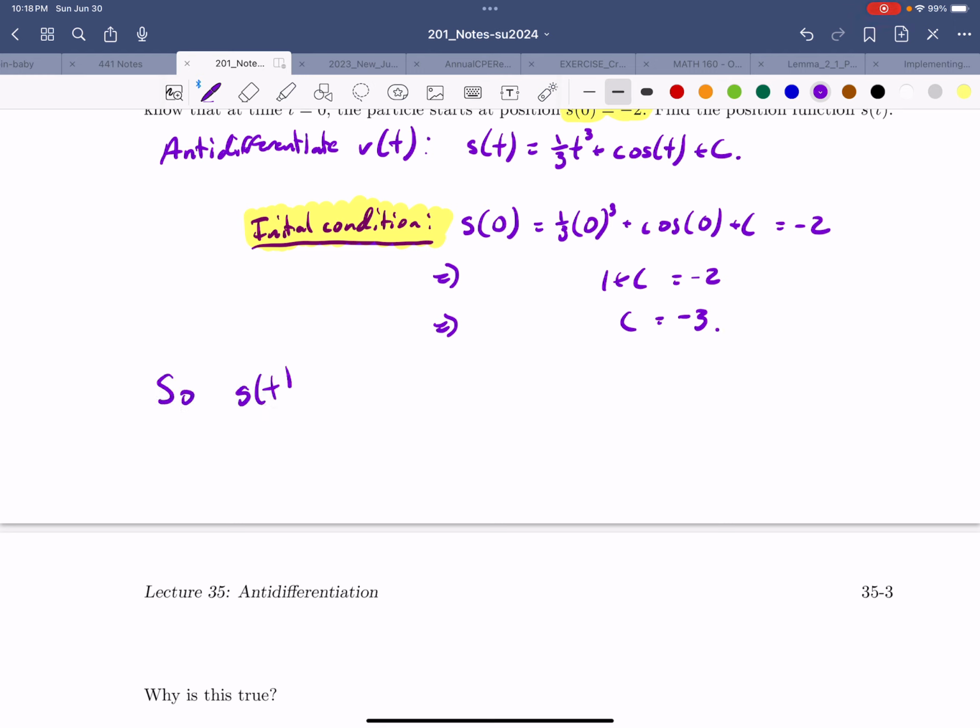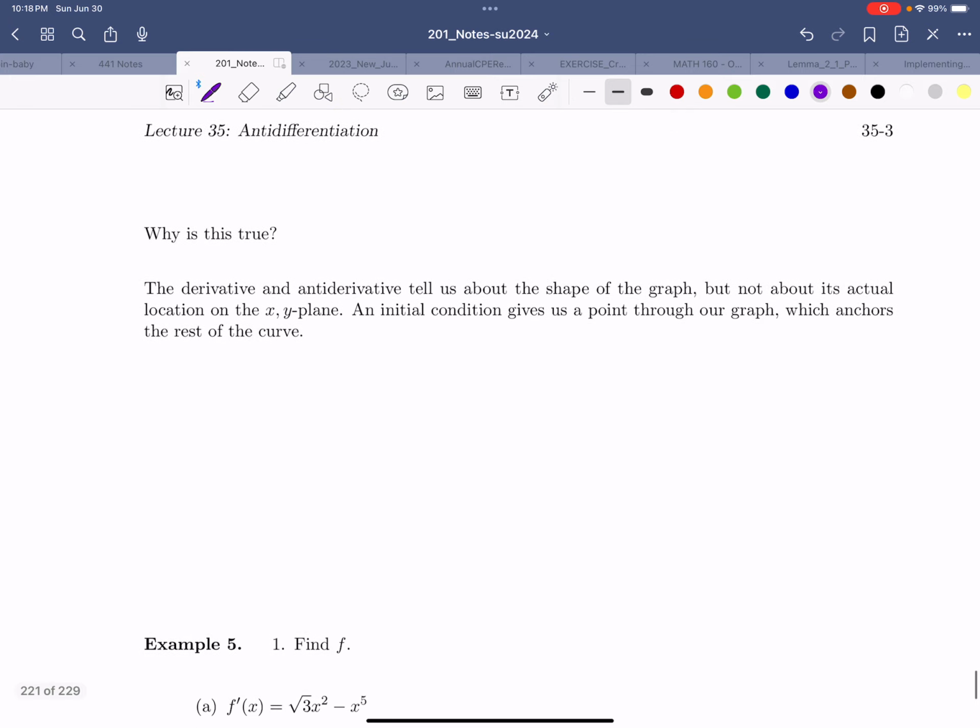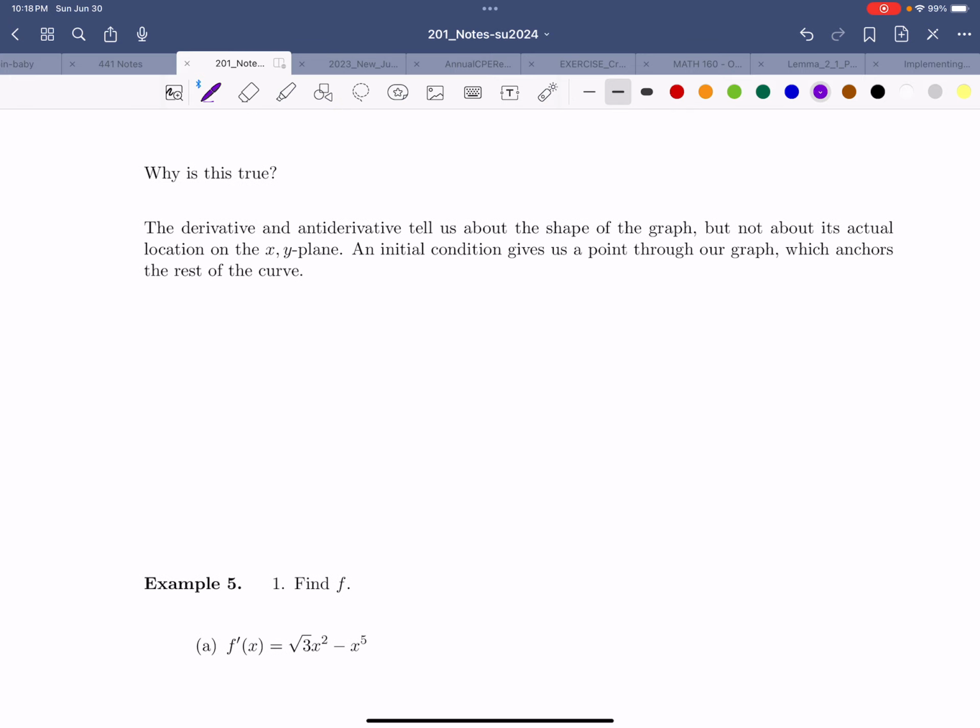And you have to write this as your final answer, s of t is really 1/3 t cubed plus cosine of t minus 3, right? You see how we have a specific answer for c? That was thanks to our initial condition. So then the question is, why is this true? Why does it work this way?